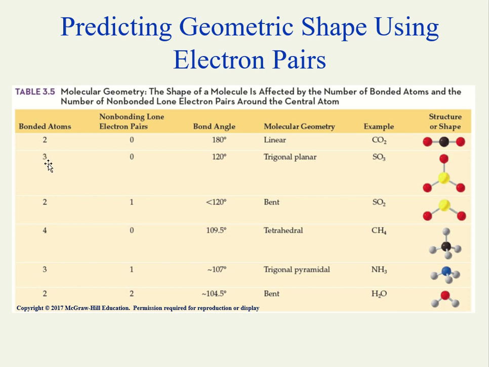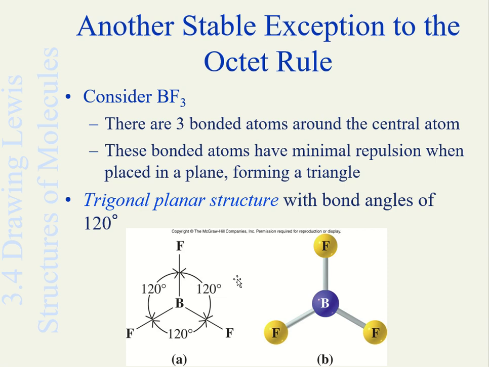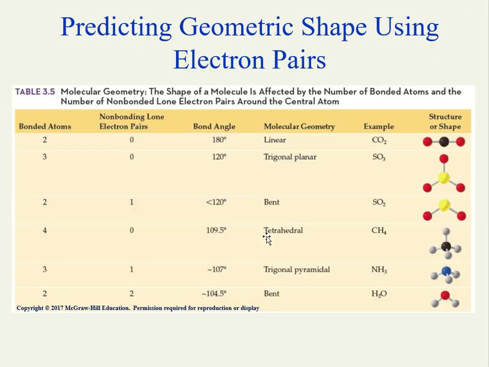Then, if you have three side atoms with no lone pairs, 120 degrees, it's trigonal planar. SO3 is an example. The example we saw earlier was BF3, boron trifluoride. Boron has no lone pairs on it and three side atoms.